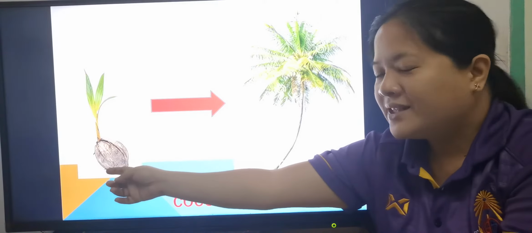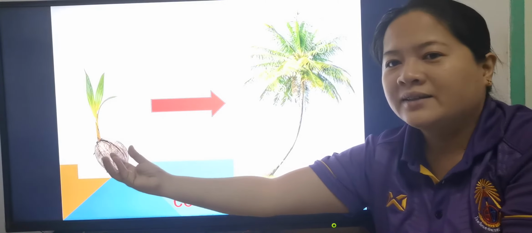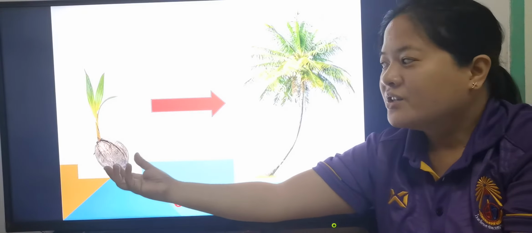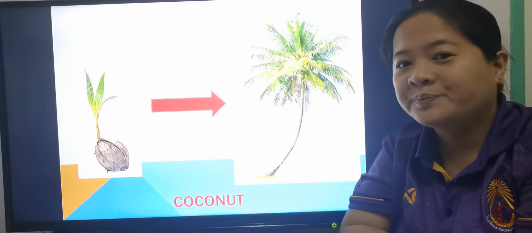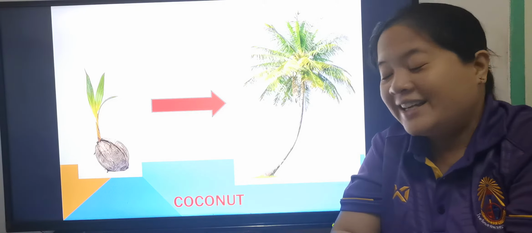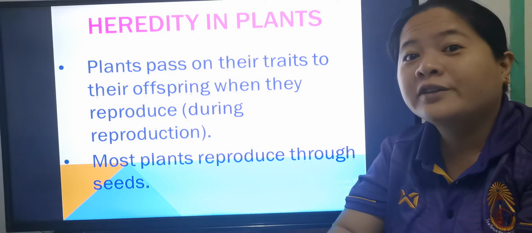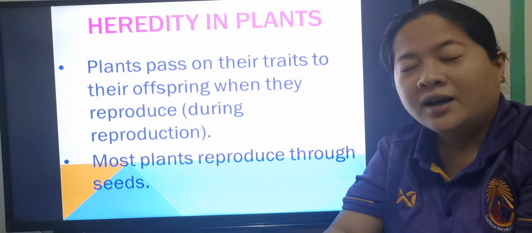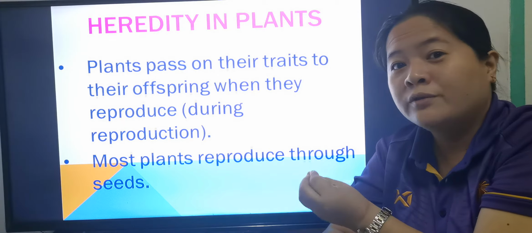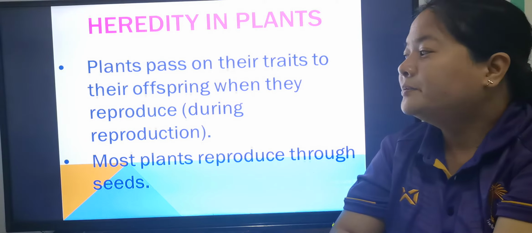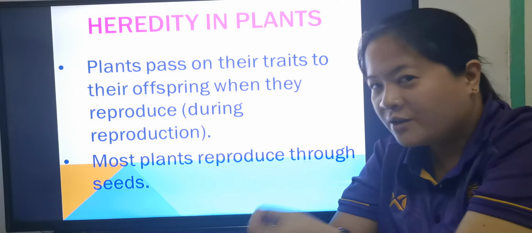So if you're going to observe this seedling growing into this one, it means just like in animals, the seed, this small plant contains the trait. It's in their cells. So as they grow, they will develop into a mature plant, into the adult tree, okay? Therefore, there is heredity in plants, okay? So plants pass on their traits to their offspring during reproduction, okay? When they reproduce, the pollen from the male flower will fuse with the female flower in the ovule, okay? Remember in your lesson in P4, you already studied about reproduction in plants, okay? So the traits are also passed on during reproduction, okay?